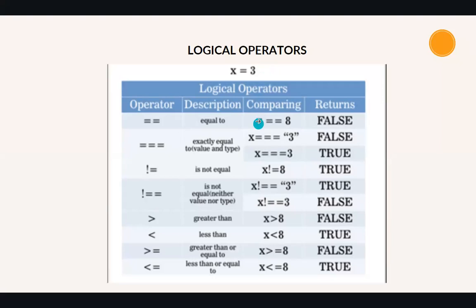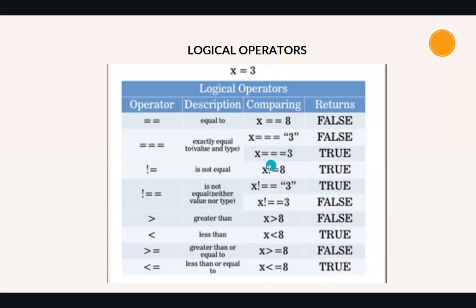So I'm saying, is 3 equal to 8, which is false. I'm saying, is the number 3 equal to the string 3, which is false because one is a string, one is a number. So a string 3 is not equal to the number 3. Now, is 3 equal to 3? It will return true. So usually when you check for equality, it returns the Boolean, either true or false.